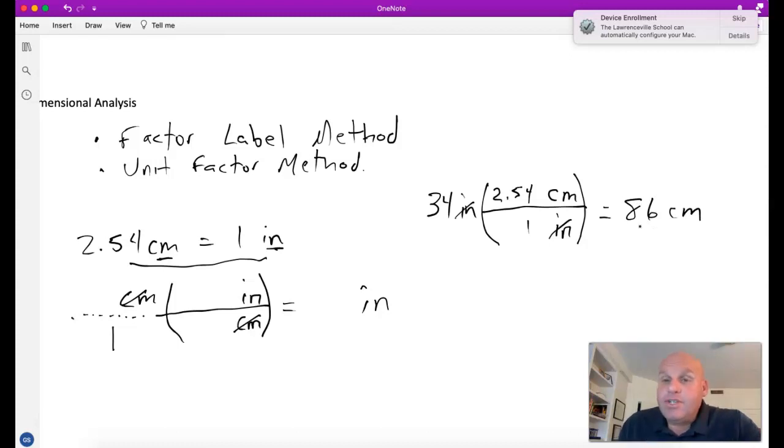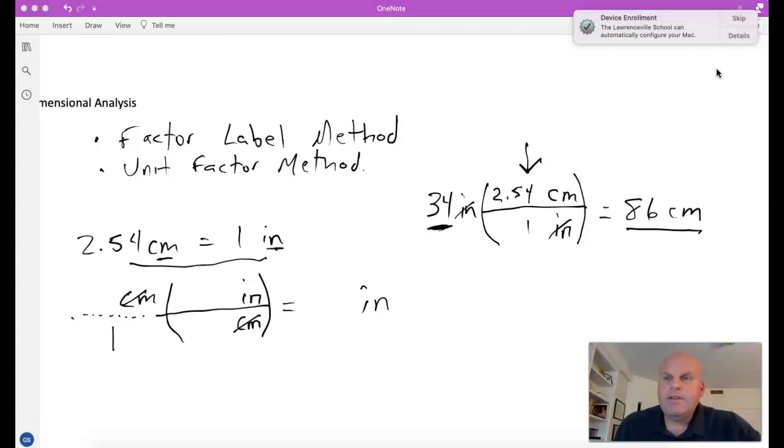Quickly, with regards to significant figures, these are the type of exact quantities and relationships that would not affect significant figures. I mentioned that in the last video. So when doing a dimensional analysis problem, I determine my significant figures from the measurement that I start the problem with. In this case, 34 inches, 2 sig figs. My answer needs to have 2 sig figs.